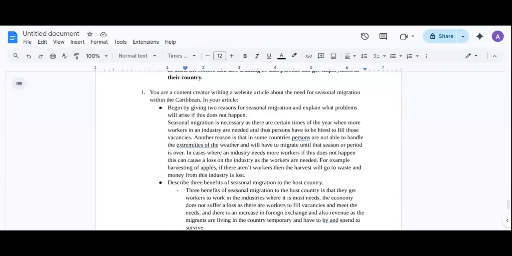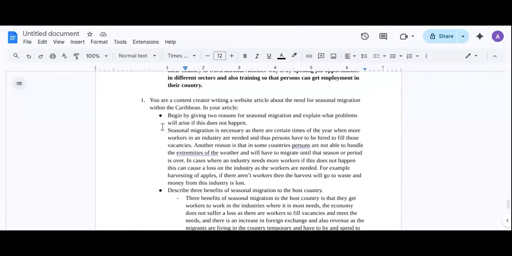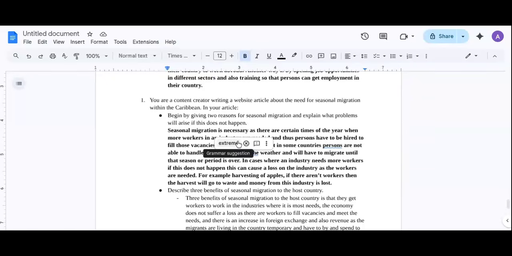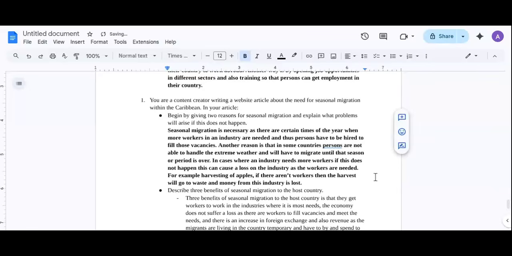Seasonal migration is necessary as there are certain times of the year when more workers in an industry are needed, and thus people have to be hired to fill those vacancies. Another reason is that some countries' persons are not able to handle the extremities of the weather and will have to migrate until that season or period is over.